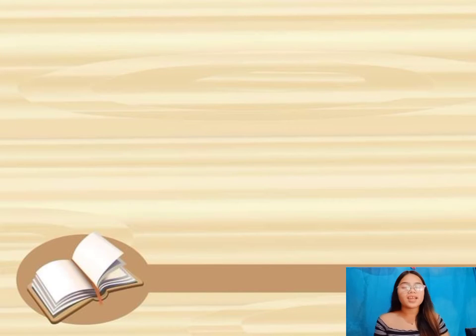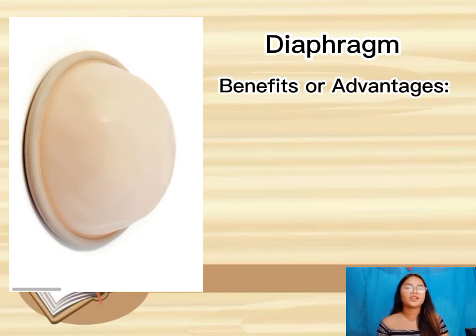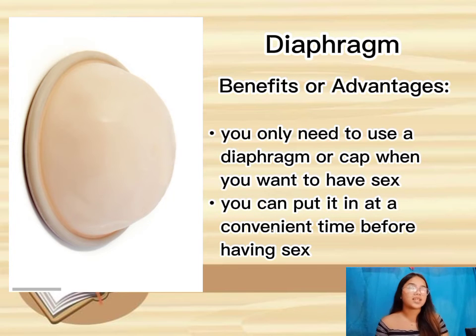The eighth type is diaphragm. The benefits or advantages are: first, you only need to use a diaphragm or cup when you want to have sex. Second, you can put it in at a convenient time before having sex. Use extra spermicide if you have it in for more than 3 hours.